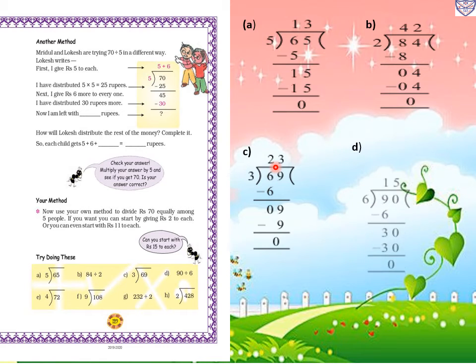Now fourth one, 90 divided by 6. So first we will take first digit 9. So 6 ones are 6. So 9 minus 6, that is 3, and 0 we will carry it down. It will become 30. In 6 table when 30 will come, 6 fives are 30. So 30 minus 30, that is 0. So our answer is 15.